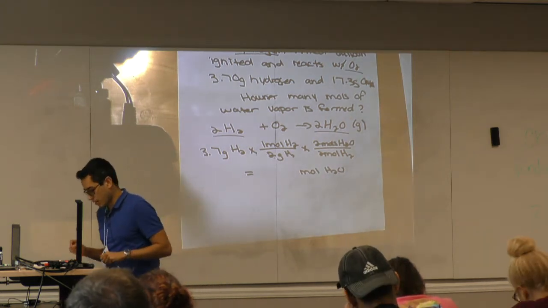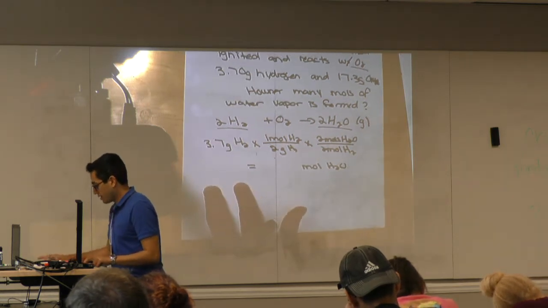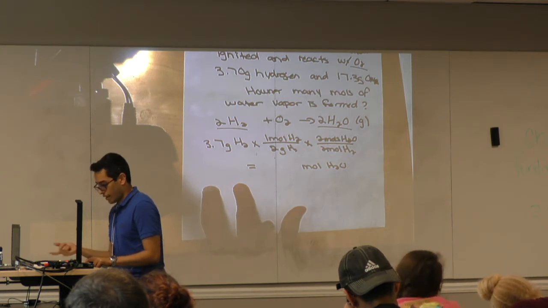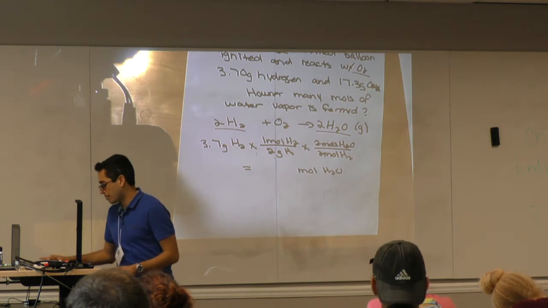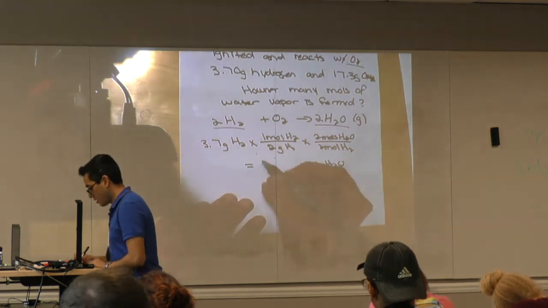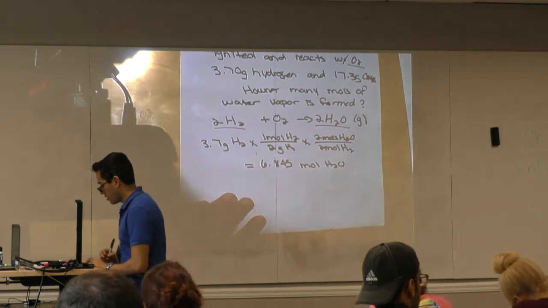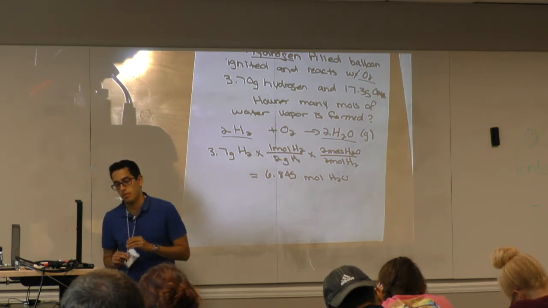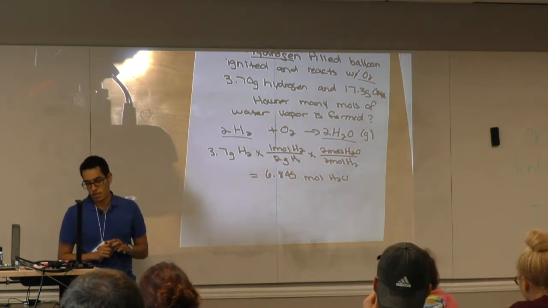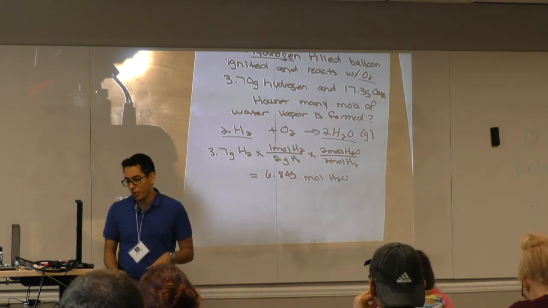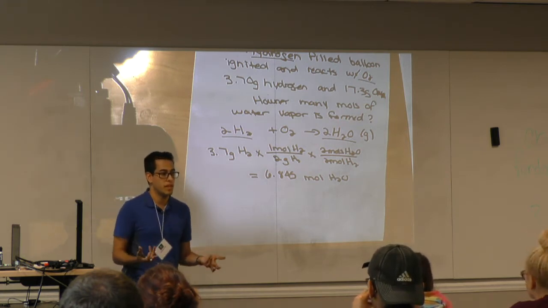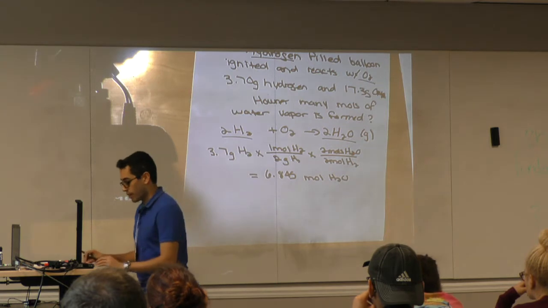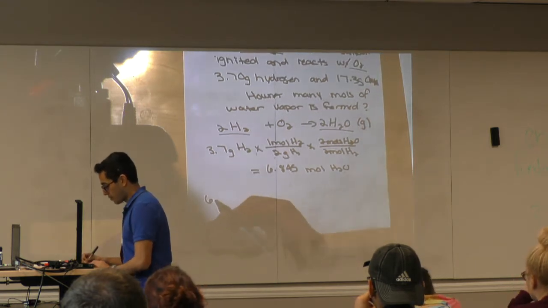And so essentially we just plug that into the calculator. 3.7 divided by 2, and then 2 divided by 2 is 1, so you just multiply that by 1, and you're going to get 6.845 moles of H2O. Now the second part will ask you, now that you have moles of H2O, or water vapor, how many grams is that? Again, just another simple unit conversion that we can work out. Start with what we have, 6.845.